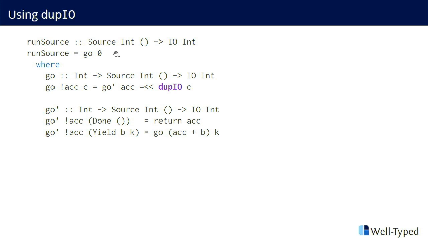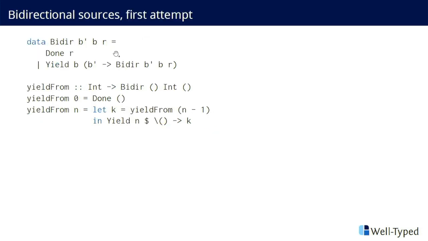Now, that's unpleasant to have to think about this sort of thing, and it gets worse. To show why, here's a minor variation on this, which is called a bidirectional source. And the point here is that we yield a value, and then to continue, we don't have the next source. We just have a function that takes some value from downstream and then gives you the next bidirectional source. And again, we might have the same yield from constructor. In this case, we don't need anything from downstream, so that new b prime parameter is unit.